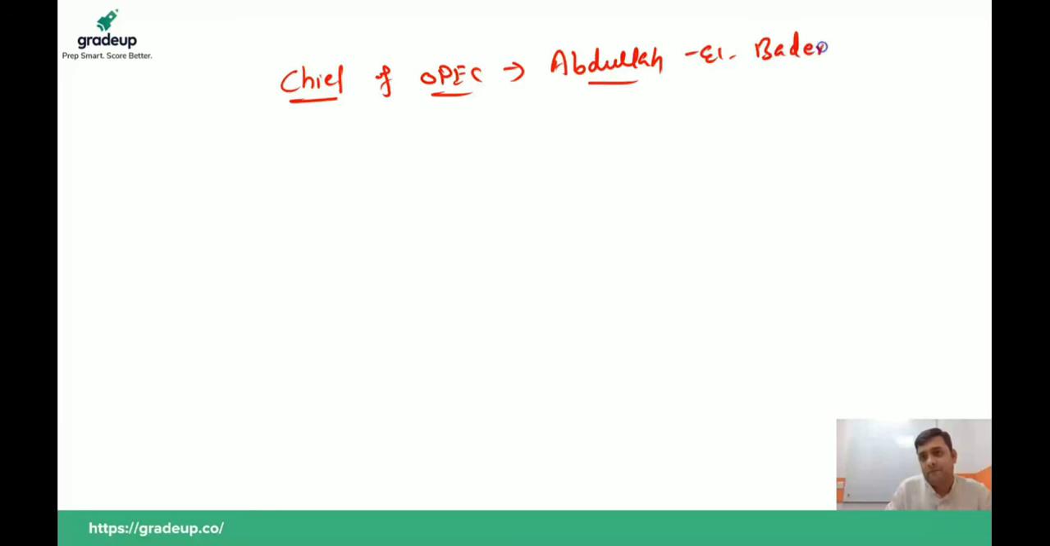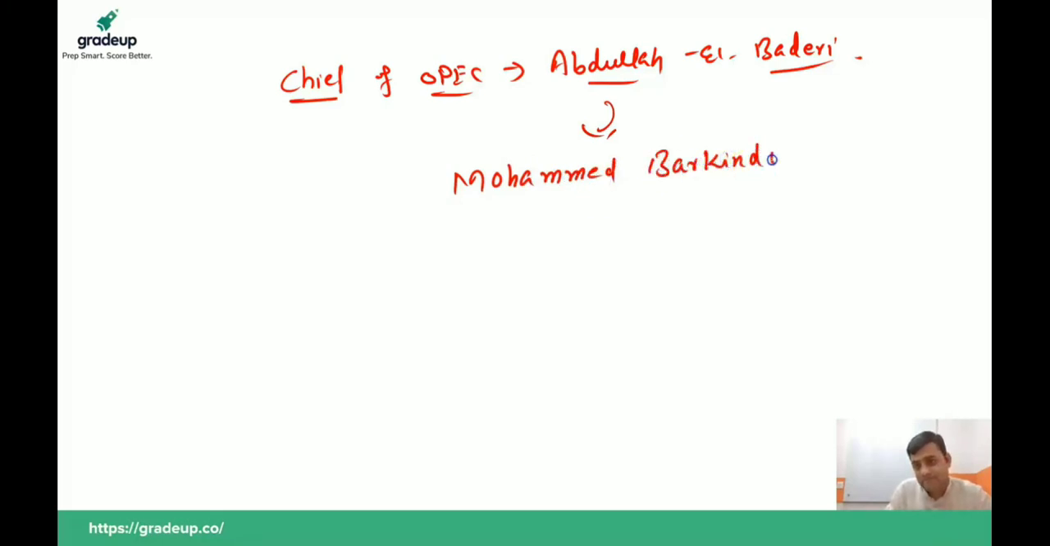And who is the chief of OPEC? This is Abdullah Al-Baderi. He's the chief of OPEC. And remember one thing, Abdullah Al-Baderi has now changed. So the new chief you have to remember is Mohammed Barkindo. He's the chief of the Organization of Petroleum Exporting Countries. Don't forget his name.